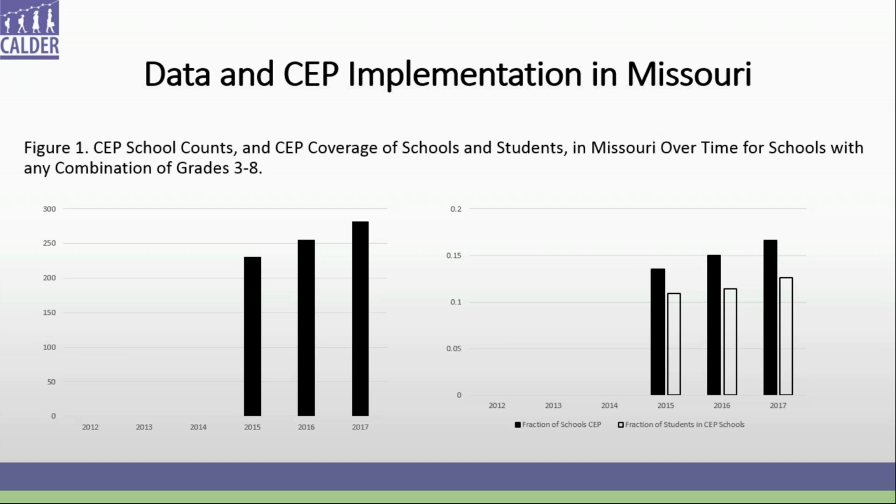So just on the left, you can see there's no one adopting the CEP before it was adopted. But in 2015, 231 schools adopted it, and these are cumulative counts. There were slow add-ons after the first year, but most of the action happened the first year. And then we have this in percent terms on the right, just to show that the percent of schools covered is bigger than the percent of students covered. The reason I'm showing you that is that it shows that smaller schools on average are the ones that were adopting the CEP in Missouri.